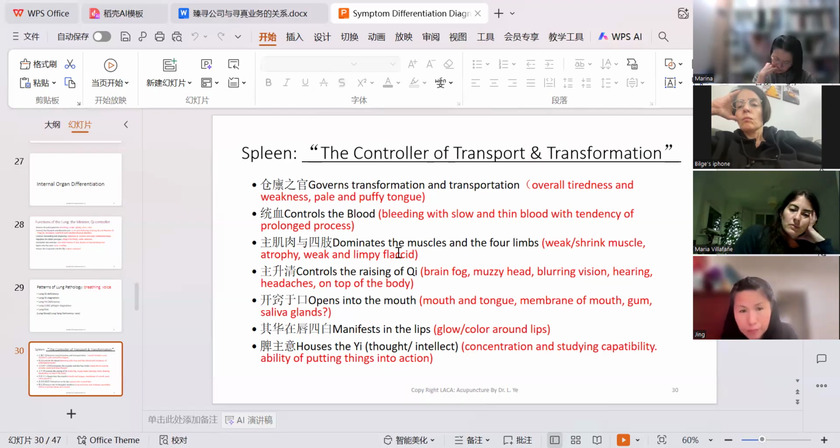And the spleen opens into the mouth, so therefore anything to do with the mouth and tongue, including the salivary glands, and including the mucous membrane in the mouth and the gums. And the spleen manifests in the lips. It's usually the area around the lips, not the lip color, because the lip color is actually the heart; it's the corner, the white bit around the lips.